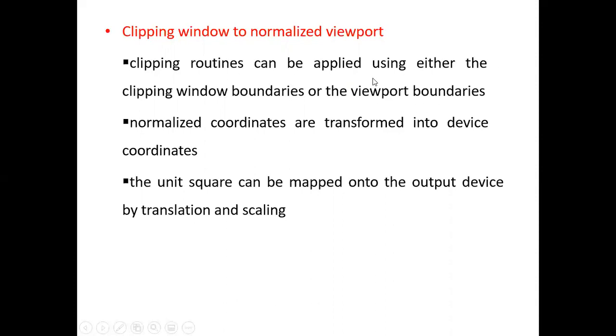So I am applying different types of clippings by applying the clipping window boundaries. Then I get the normalized coordinates, which have to be transformed to the device coordinates. Finally we conclude that the unit square can be mapped to the output device by making use of translation and scaling. The transformation is nothing but scaling from window to viewport, and also translating the point from window coordinates to viewport coordinates.